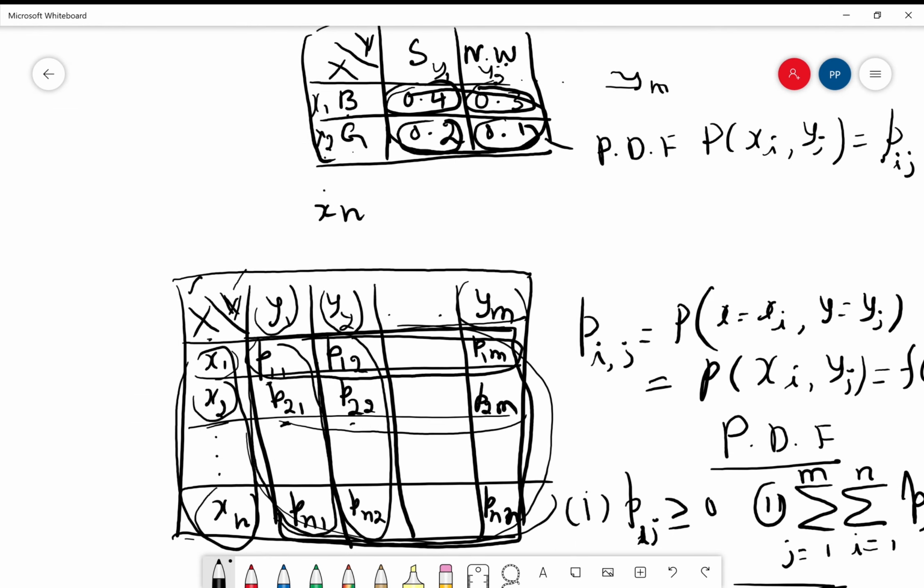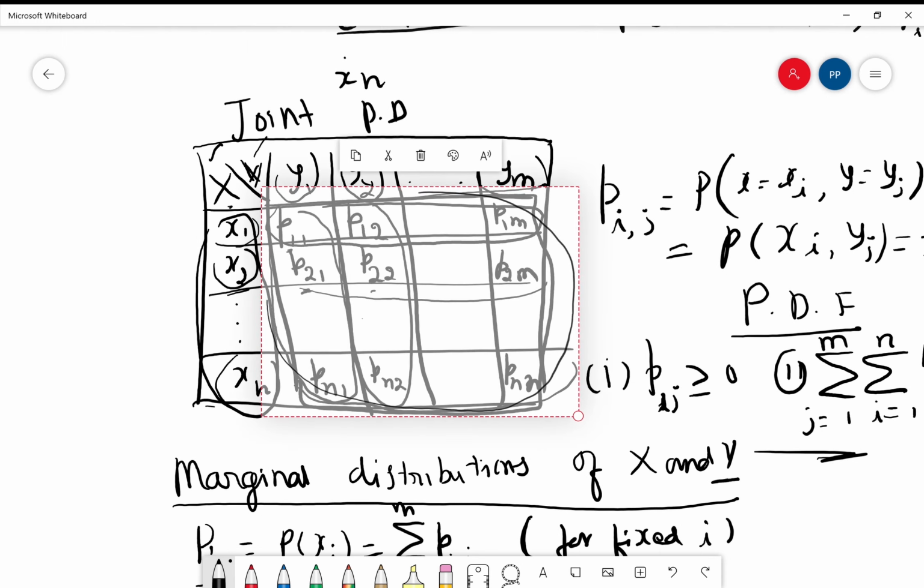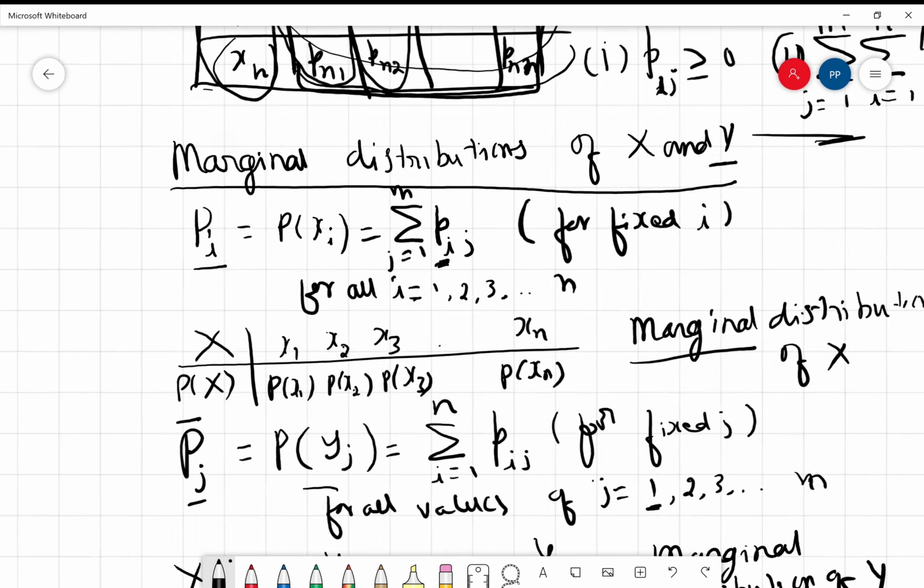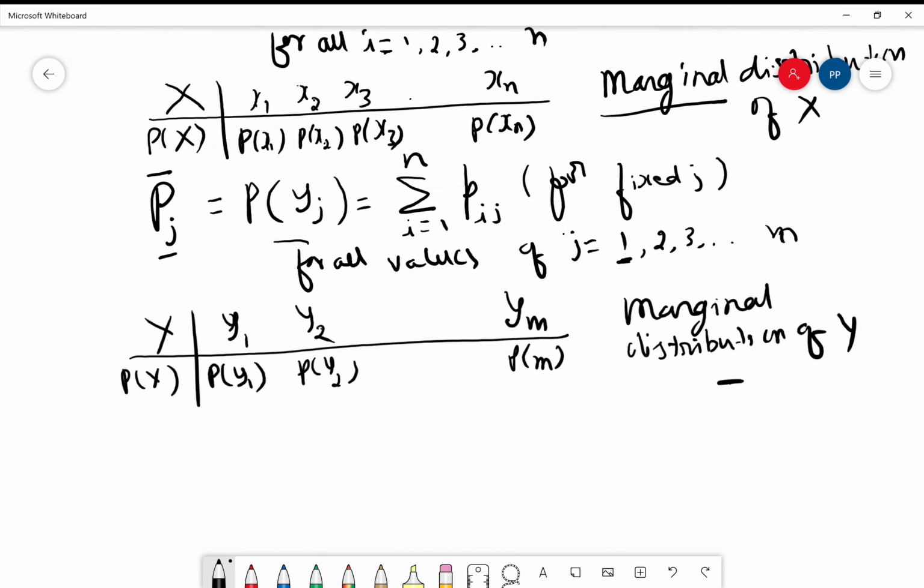joint probability distribution. Now, the other way, can we find this joint probability distribution from the individual distributions of x and y? So it's not always possible. Getting individual distributions from the joint is always possible. From the joint probability distribution, you can always find marginal distributions.